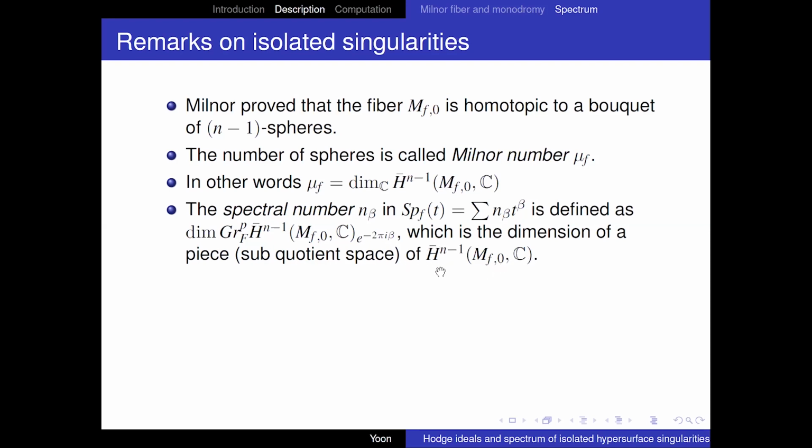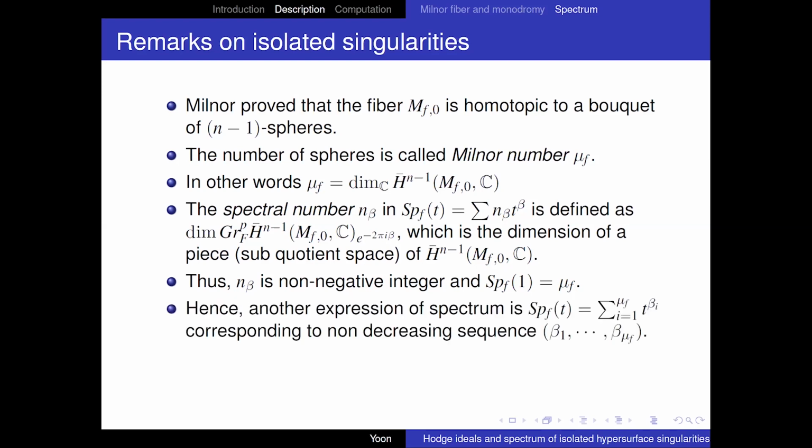n-1 homology, and actually that is a subquotient of this vector space. Summing up, of course, summing all these things gives the dimension of n-1 homology. So for the isolated case, the spectral multiplicity cannot be negative because that's a dimension, and also when you sum all these numbers it becomes the Milnor number.